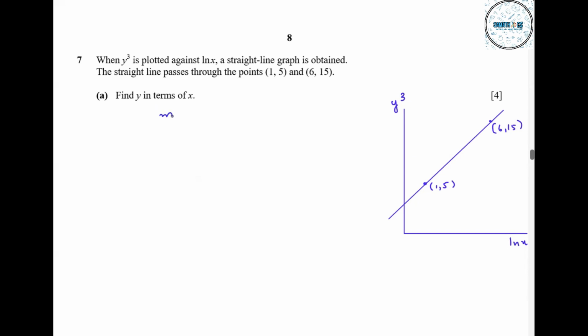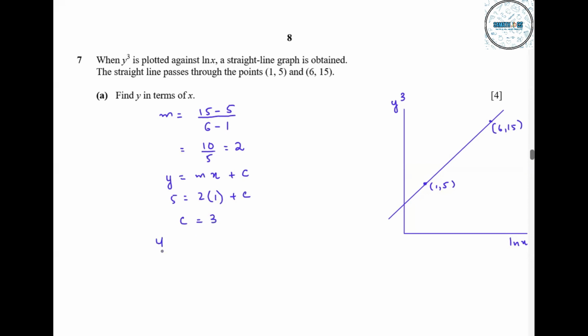So we need to take out m. m is equal to 15 minus 5 upon 6 minus 1. So the gradient is 10 upon 5, which is equal to 2. Now we'll take out c. For c, we will substitute the coordinate and this gradient in the general form of the equation y is equal to mx plus c. So we can take this coordinate (1, 5). 5 is equal to m is 2, x is 1, plus c. So c is equal to 5 minus 2, 3.